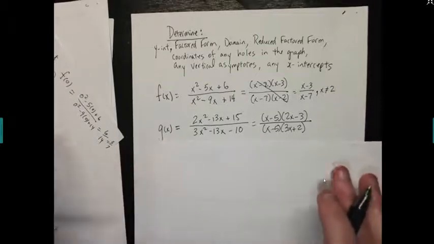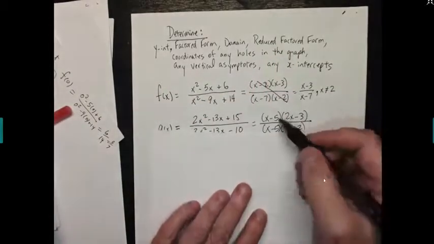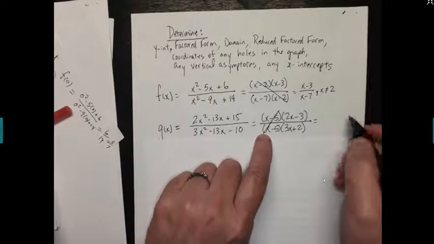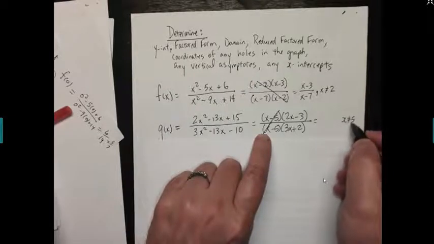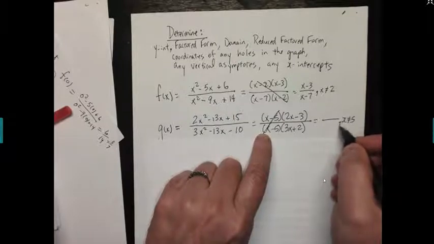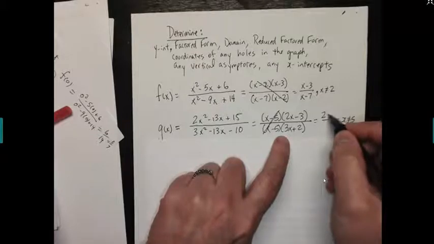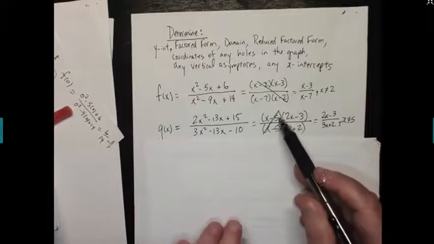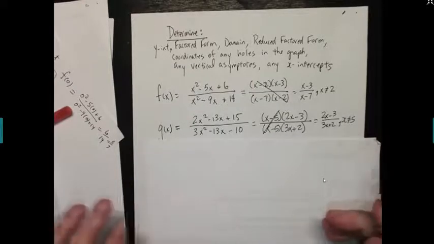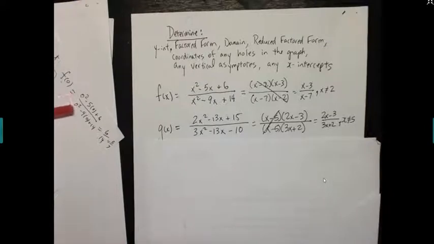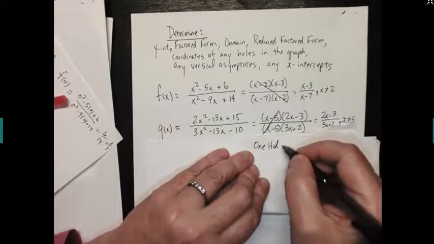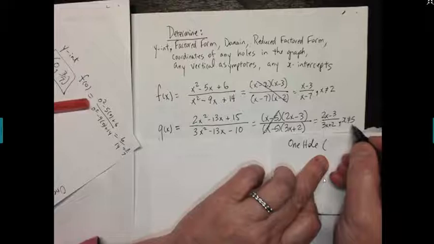Now, what about reduced factored form? Well, I can make this cancellation. I can only do that if x is not equal to 5. So that has to be part of my reduced form. So what's left is 2x minus 3 and 3x plus 2. So I made one cancellation, so there is one hole. Where is the hole? Well, we have one hole, and its x-coordinate is 5.